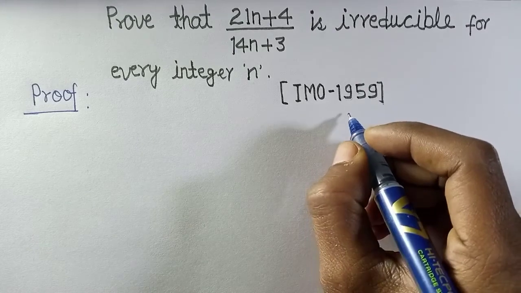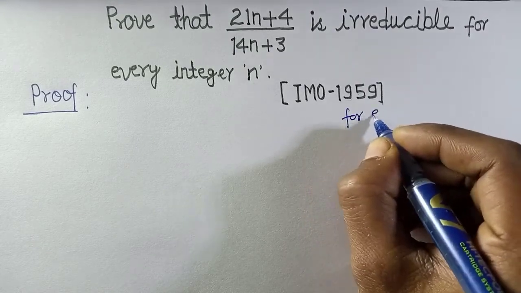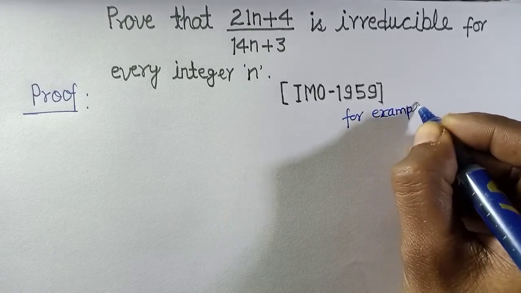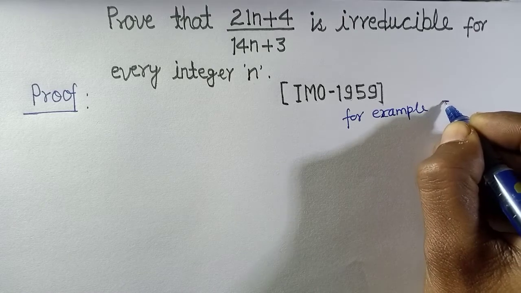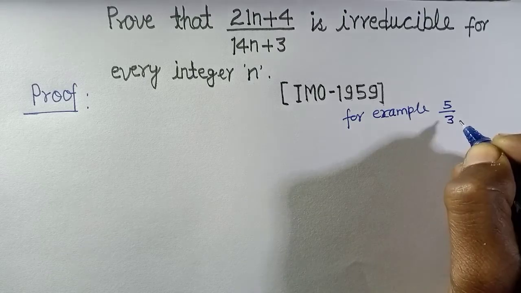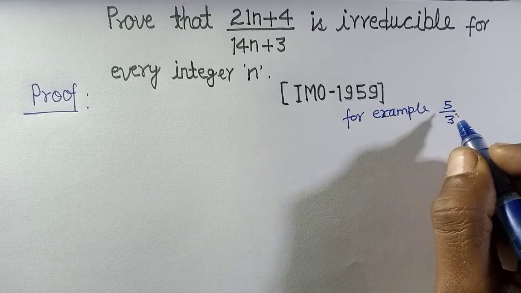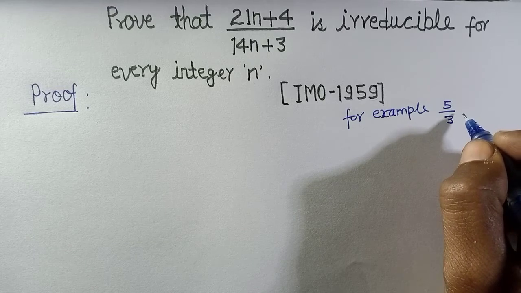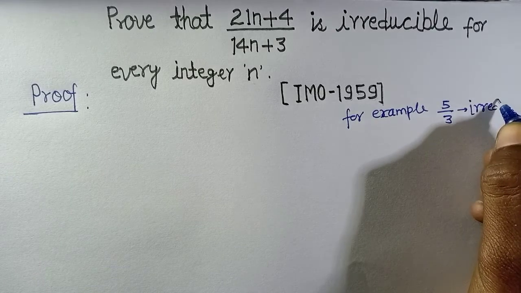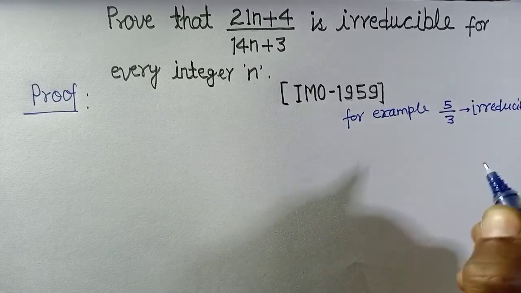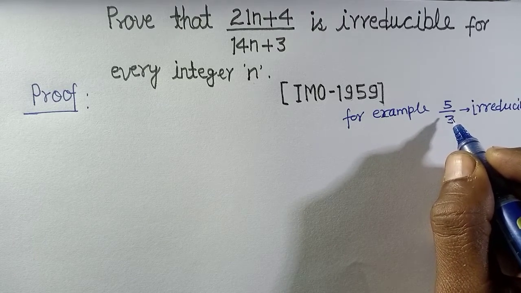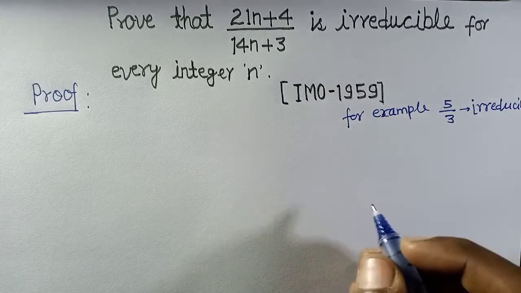For example, if we have a fraction 5 over 3, so 5 over 3 is irreducible, since 5 and 3 do not have any common factor other than 1.